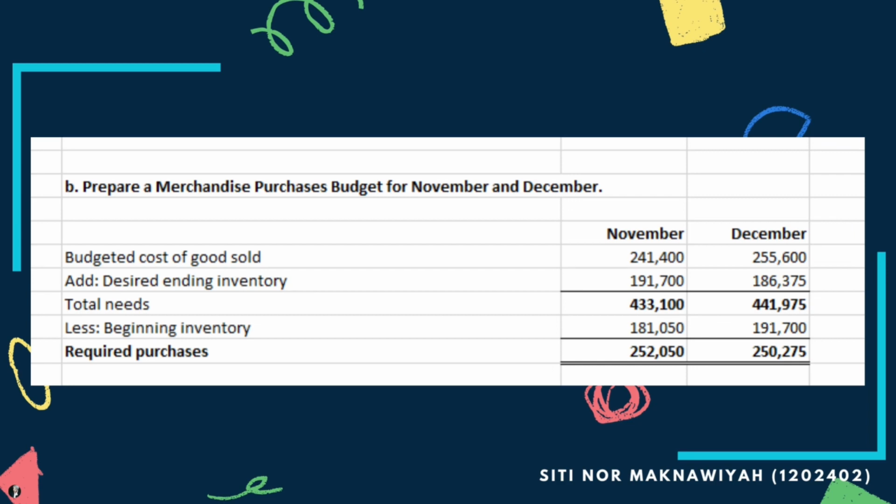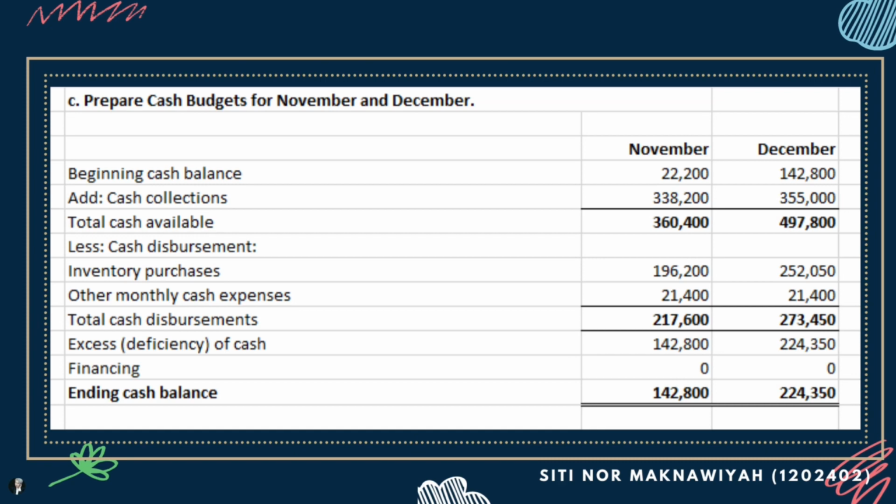Okay, next for question C, which is the cash budget for November and December. First of all, beginning cash balance for November. We can get the amount from the question, which is 22,200 ringgit. And then the next step is to add cash collection. The cash collection amount for November, we get from the total cash collection from question A, which is 338,200 ringgit.